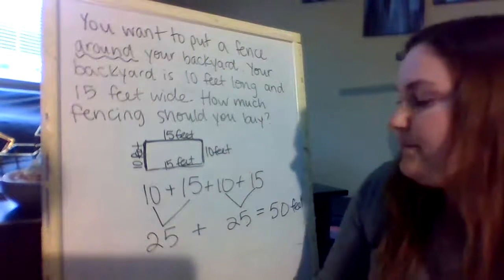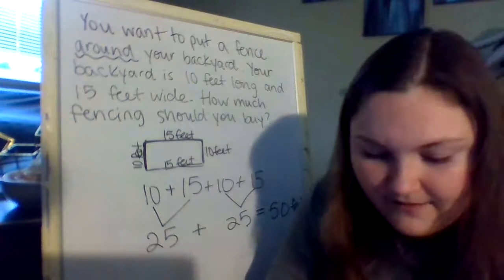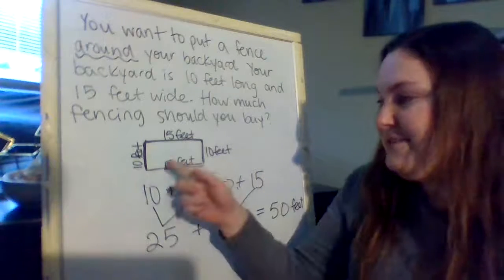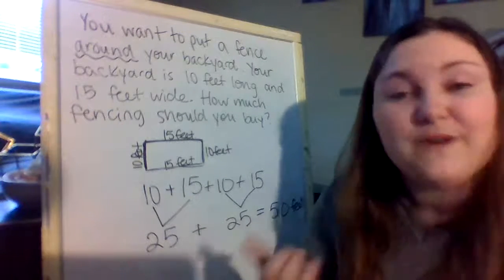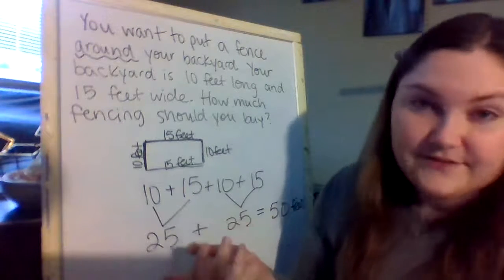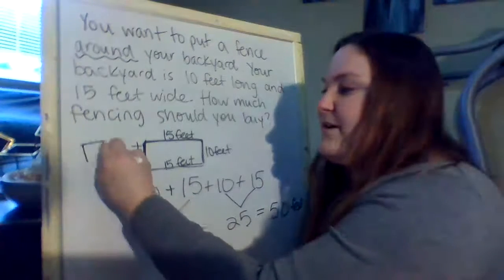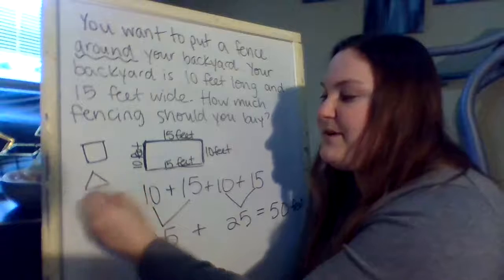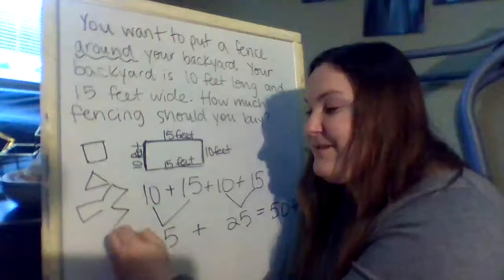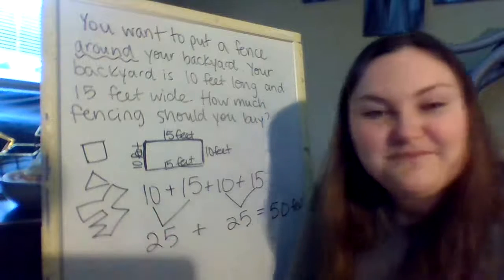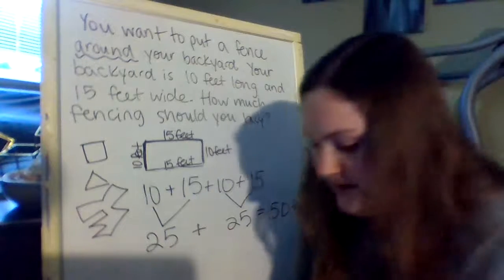Oftentimes we use the word perimeter when we're talking about polygons. A polygon is any shape like this that's made up of straight sides. I mentioned squares and triangles before. Those are also examples of polygons. We've got a rectangle. You could also find perimeter with a square. You could find perimeter with a triangle. You could find perimeter with a really weird shape that doesn't have a name, but is made with straight sides. Those are all examples of polygons.